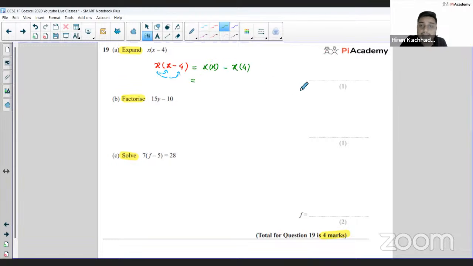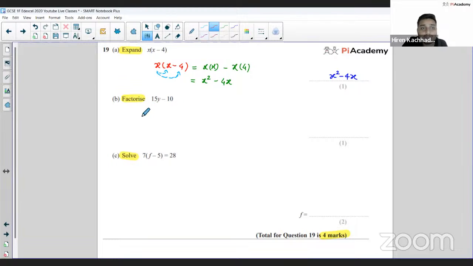x multiplied by x, as per the law of indices, the powers are added, so 1 plus 1 is 2. And 4 times x is nothing but 4x. So the answer of this question is x squared minus 4x. This is the first answer. Congratulations to Zaika and Coimbatore, you are absolutely correct. Very good. Let's move on to the next thing.